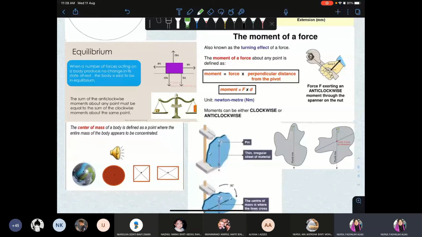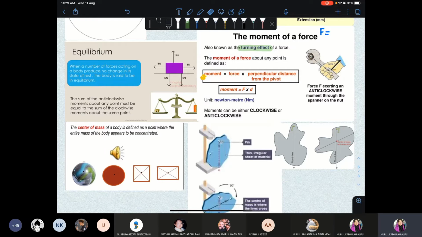Okay, so what do you need to know about moment of force? Moment of force is also known as the turning effect. If you have studied, alhamdulillah. If not, this is the turning effect. So what is turning effect? You have to know. The moment of a force about any point is defined as moment equals force times perpendicular distance from the pivot. This is the formula of moment: force times perpendicular distance.